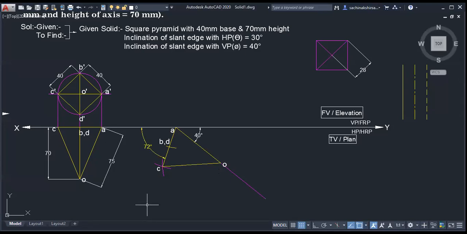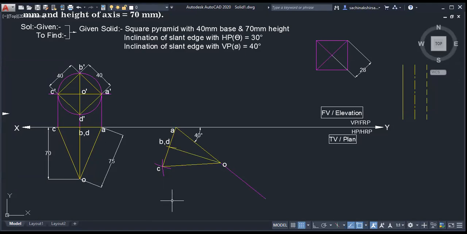Okay, 72. No issue. Plus minus we can understand it is 70. Exactly it is 72, 1 or 2 mm we can ignore. Up to this, is it okay? Then we have to join this B and D point with its apex. So likewise we have to join.